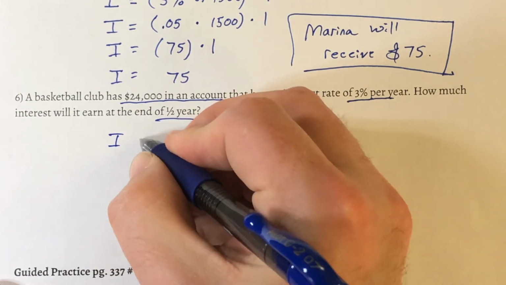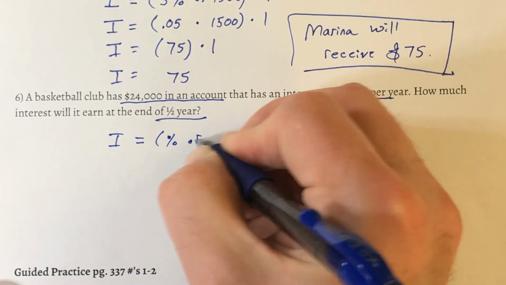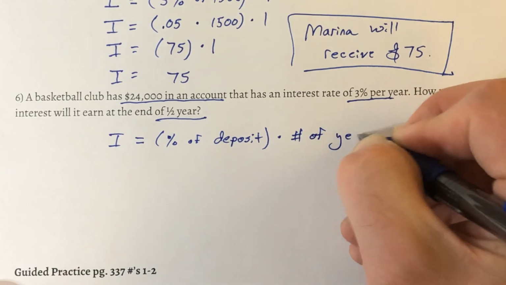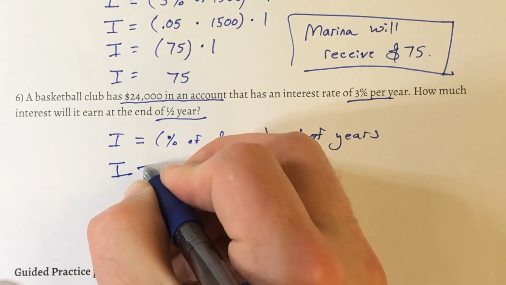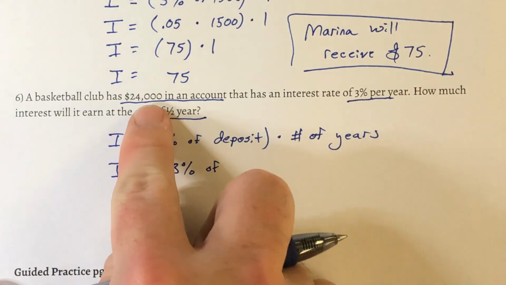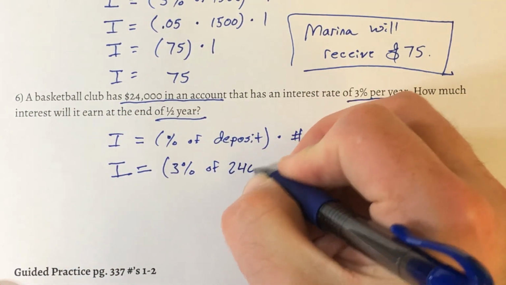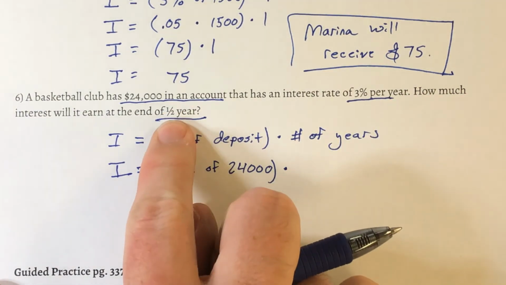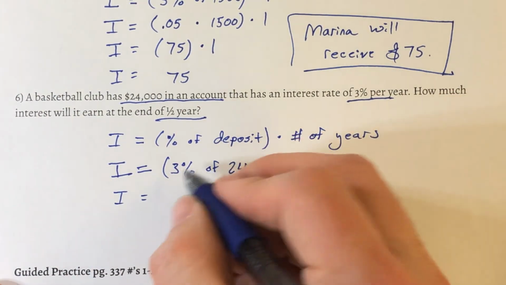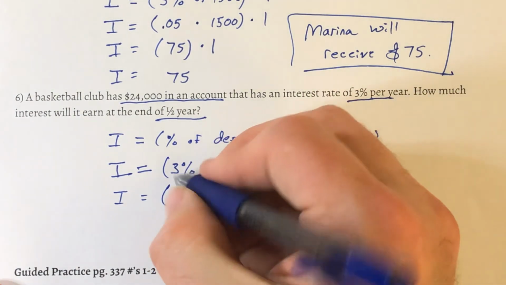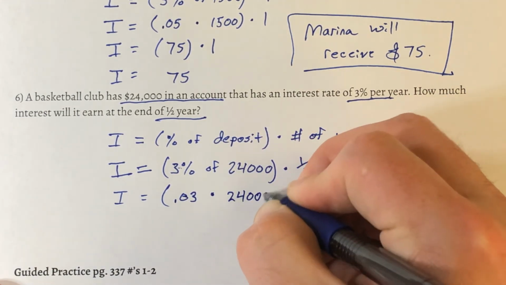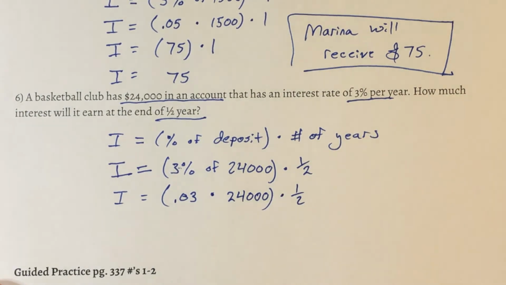So first step, write your formula. Interest equals percent of deposit times number of years. Fill in your formula. Interest equals, they're providing 3% of, they deposited $24,000 in the account, times, it's only staying there for half a year. All right, one more thing before we start calculating. This is percent of a number, so change your percent to a decimal, 0.03, multiply by your base, or the total, and then, again, half a year.